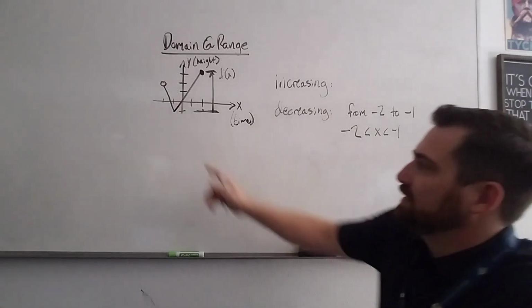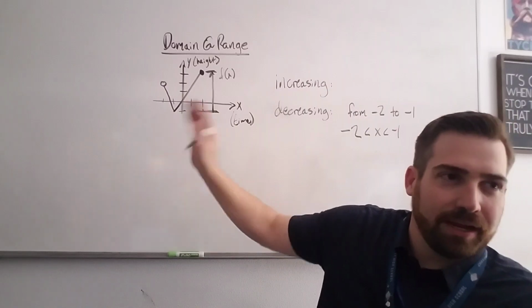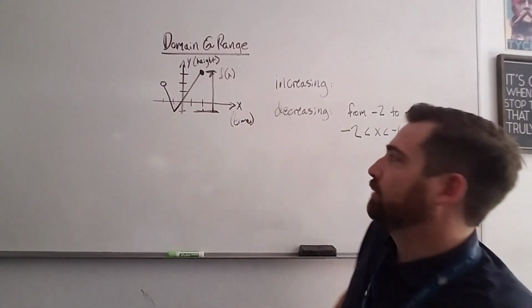Because here at -1, is it increasing or decreasing? Well, I don't know unless we're actually moving back and forth. But at any given point, we can't tell. So we always have to give a range, and we can't say that the endpoints are included.